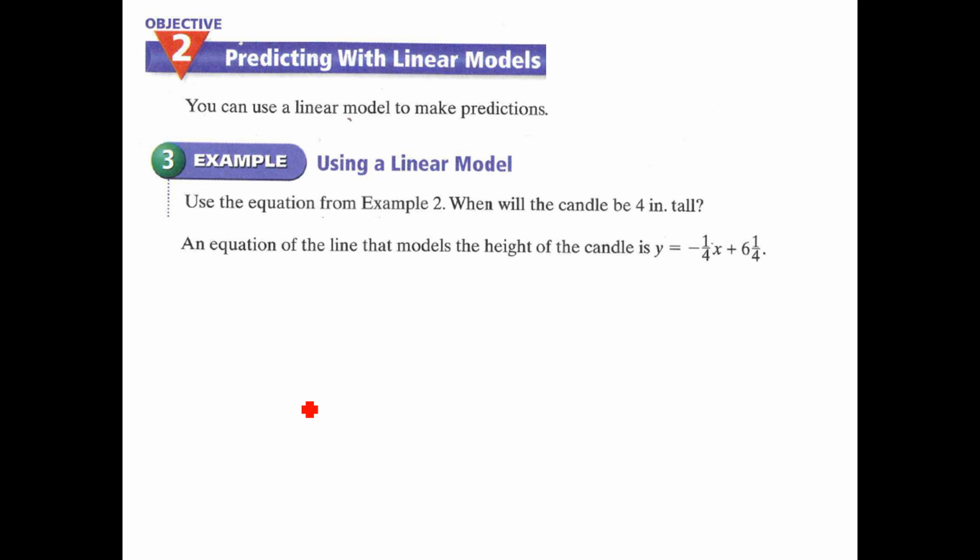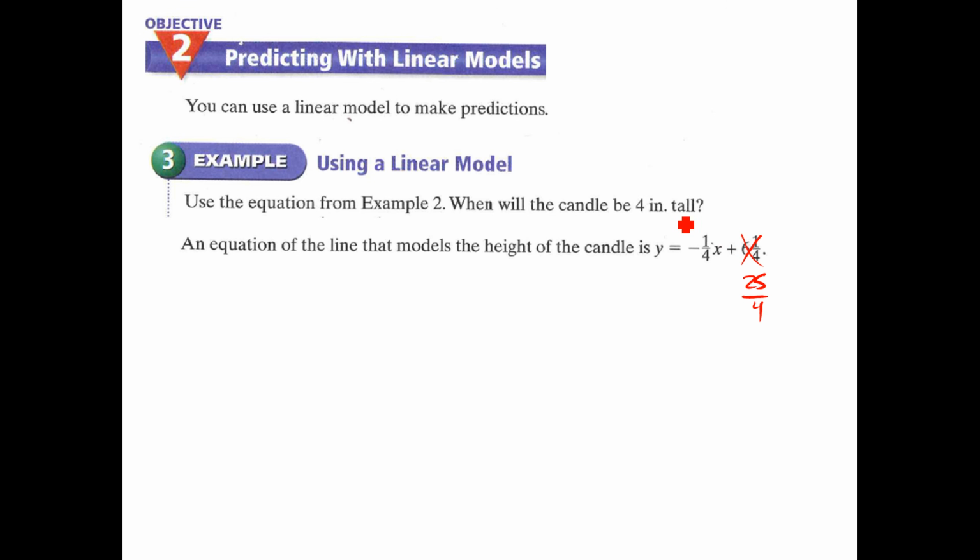All right, let's use a linear model. Okay, so if you did it correctly, followed me along, this was the equation we got. Oh, ugly, ugly, ugly. 25/4 instead of 6 1/4. All right, when will the candle be 4 inches tall? That's what we're trying to figure out here.